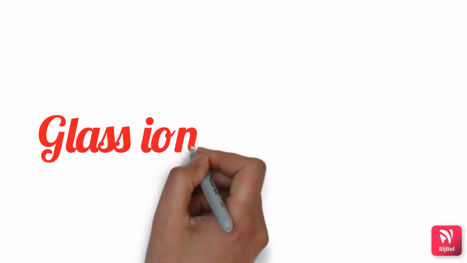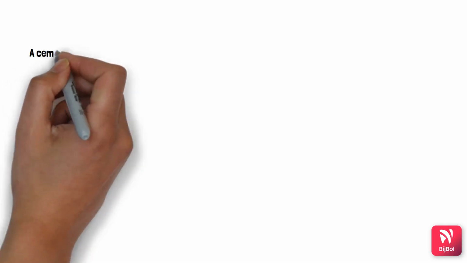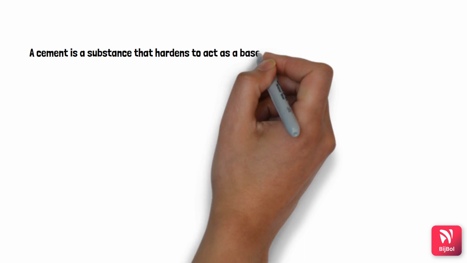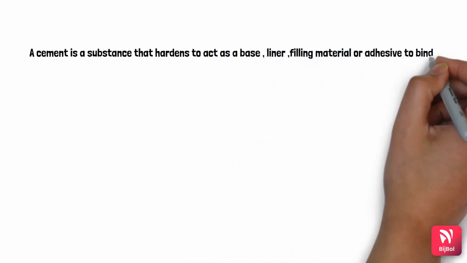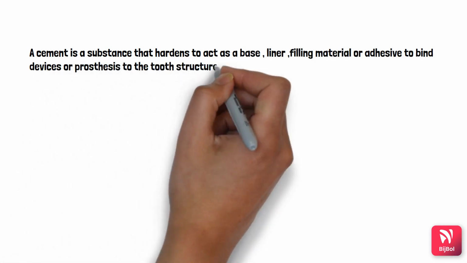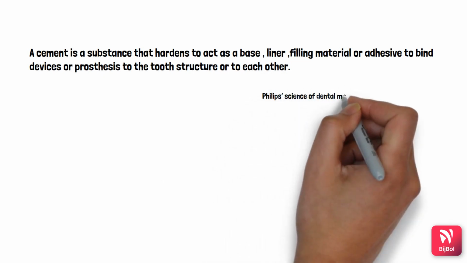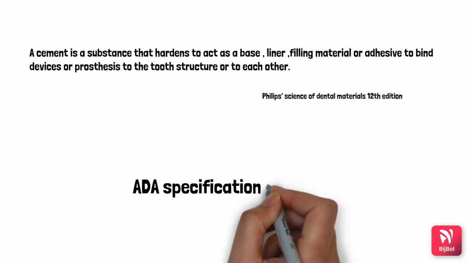Today we'll discuss glass ionomer cement. If you see the definition of glass ionomer, it is a cement, which is a substance that hardens to act like a base, liner, filling material or adhesive to bind devices or processes to the tooth structure or to each other. It has been taken from the Phillips Science of Dental Materials with its ADA specification number of 96.